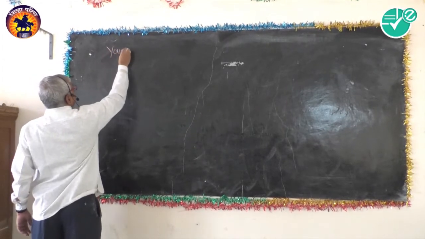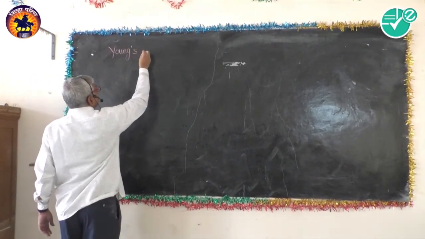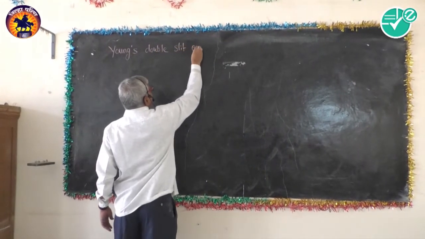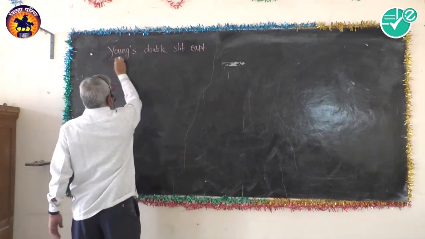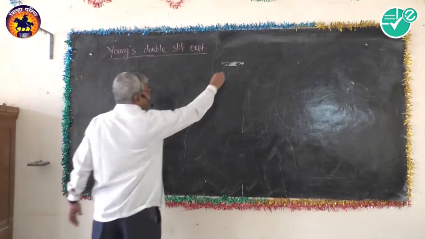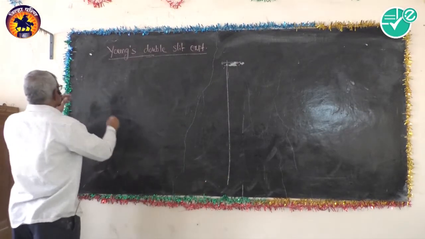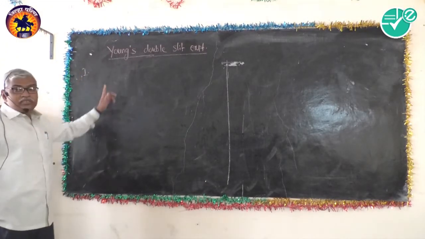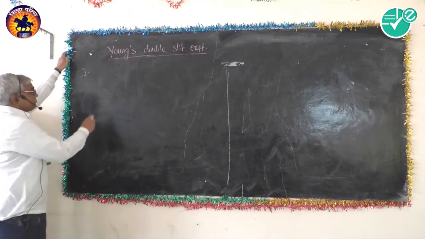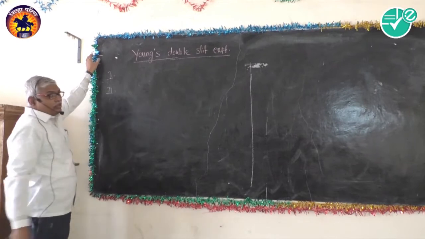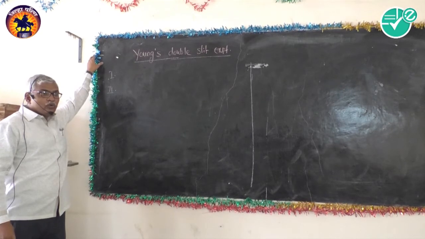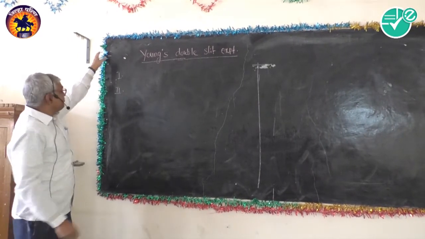Let us study the Young's double slit experiment in short. First of all, this experiment is the first experiment which proves the interference of light. Number two, using this experiment, one can calculate the wavelength of light used.